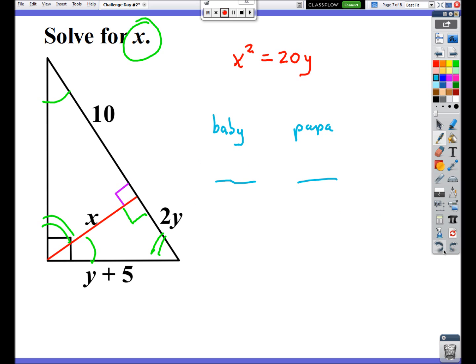Back to the drawing board. So we're not going to be able to use the x and the 2y. And we keep running into the opposite of the 2 in the papa. So maybe we shouldn't use the x in the baby triangle.